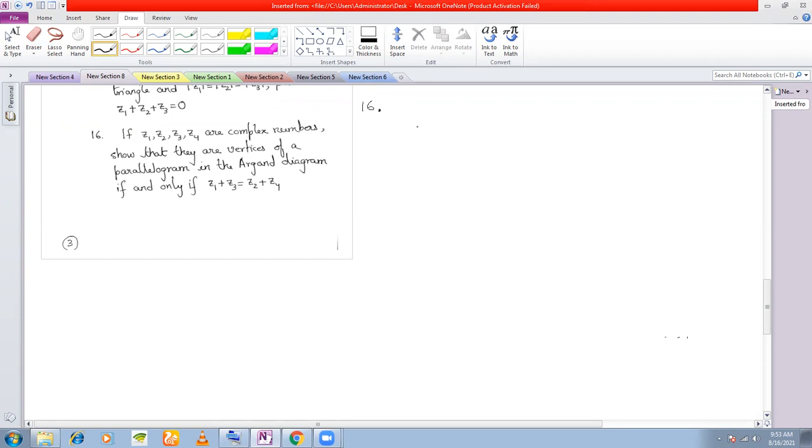The question states here, if Z1, Z2, Z3, Z4 are complex numbers, show that they are the vertices of a parallelogram in the Argand diagram if and only if Z1 plus Z3 is equal to Z2 plus Z4. Okay, so suppose ABCD is a parallelogram and the vertices are, say, Z1, Z2, Z3 and Z4.